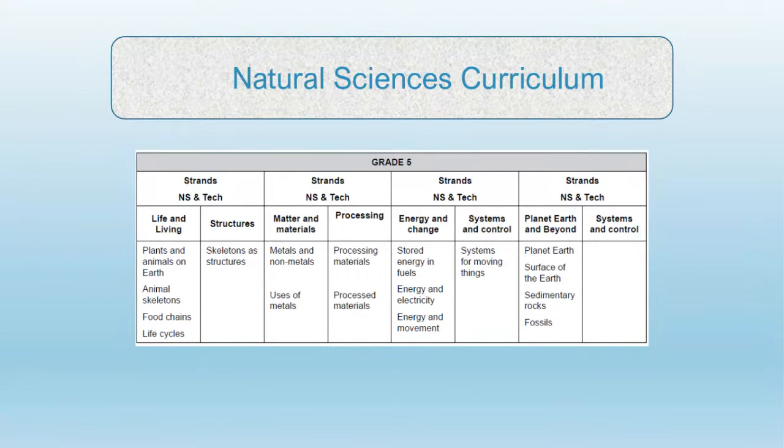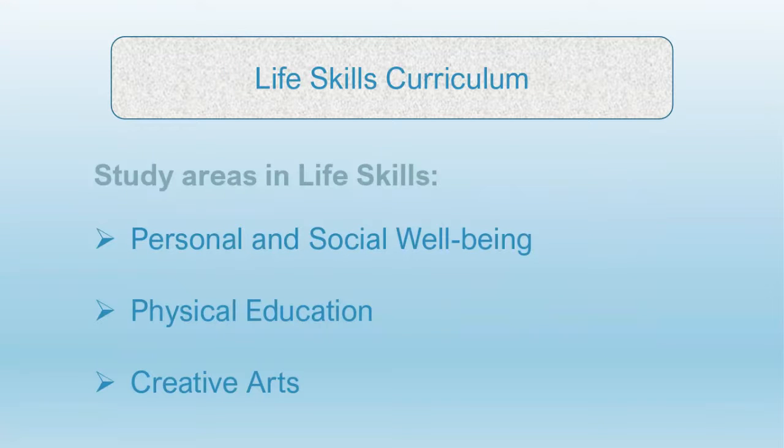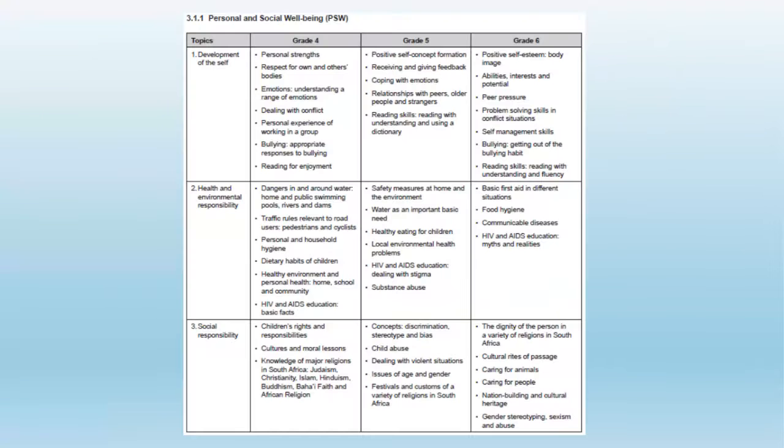So if you have a cultural or social issue in mind, think, can you relate it to one of the topics in this subject maybe? Or can you maybe relate it to the life skills curriculum? Personal and social well-being, physical education or creative arts. Those are the 3 study areas in life skills, and within the life skills curriculum, they do the different topics.